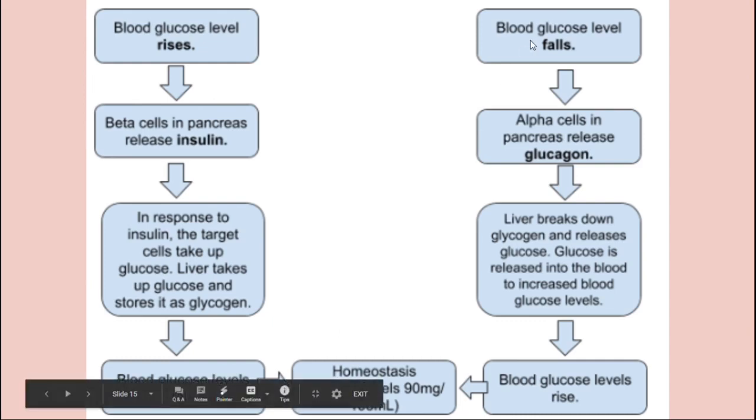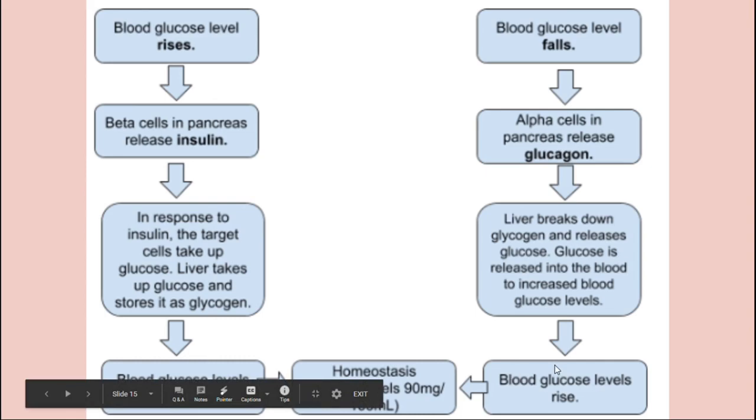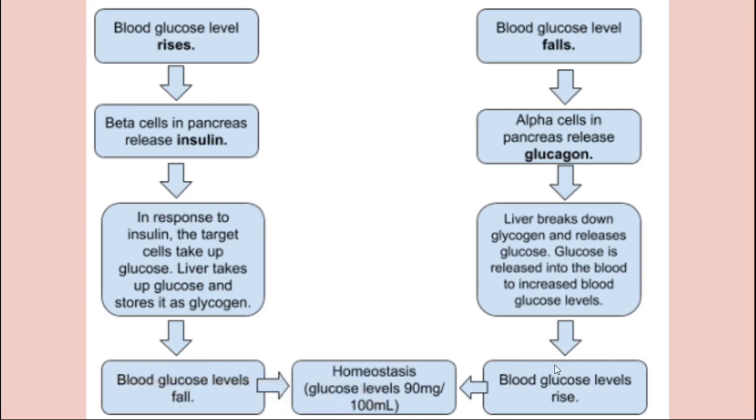Now, if blood glucose level falls, the alpha cells in the pancreas release glucagon, and then the liver breaks down glycogen and releases glucose. Glucose is then released into the bloodstream to increase blood glucose levels. Therefore, blood glucose levels rise, and homeostasis is also achieved, which means that blood glucose levels return to normal.